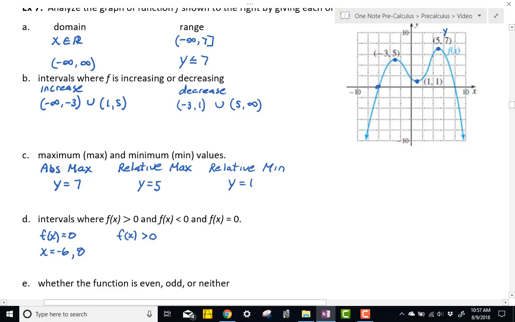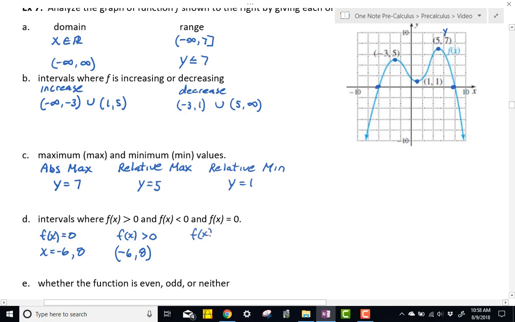F of x greater than 0. Anytime I'm above the x-axis, I'm greater than 0. The nice thing is knowing exactly where these intercepts are, at negative 6 and 8, because everything in between there is above. So my interval becomes negative 6 to positive 8. I am greater than 0. You'll notice I'm not using brackets here because we don't include the negative 6 and the 8.